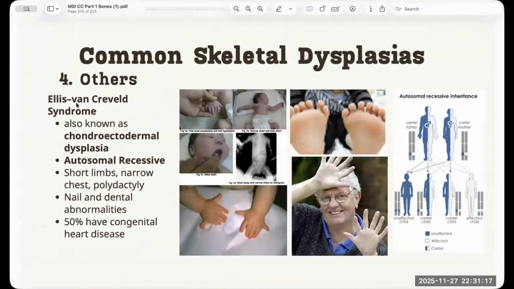Other skeletal dysplasias are Ellis-van Creveld syndrome, known as chondroectodermal dysplasia. It's autosomal recessive and shows short limbs, narrow chest, polydactyly, nail and dental abnormalities, and 50% have congenital heart disease. Shown in these pictures, polydactyly, and so on.